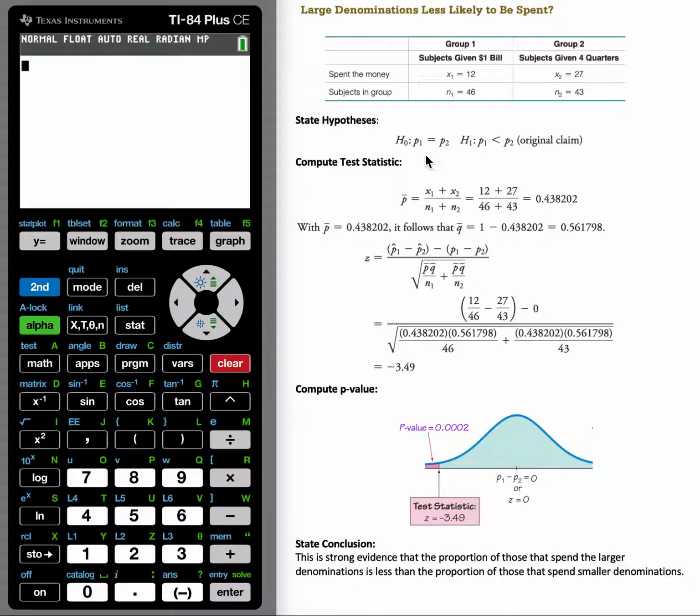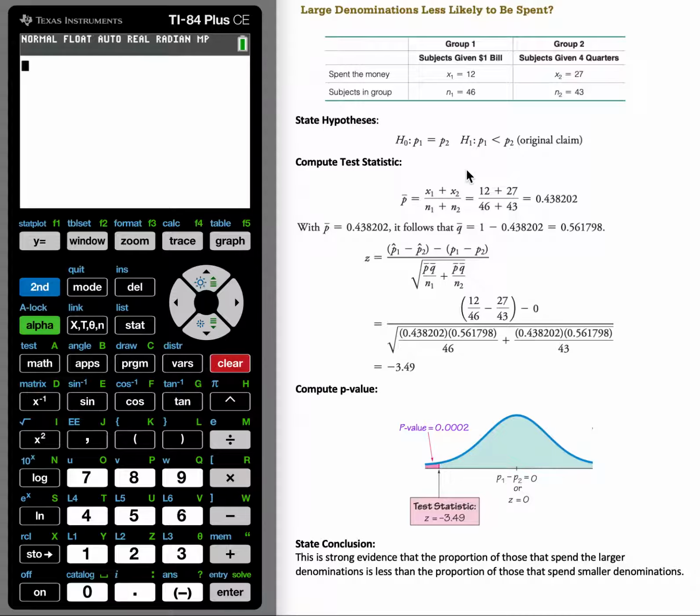So we set up a hypothesis test. Here we have the null hypothesis that the proportion that spend the large denomination is equal to the proportion that spend the smaller denominations. And our alternative that we're going to try to prove is that the proportion of those that spend the larger denominations is actually less than the proportion that spend the smaller denomination.